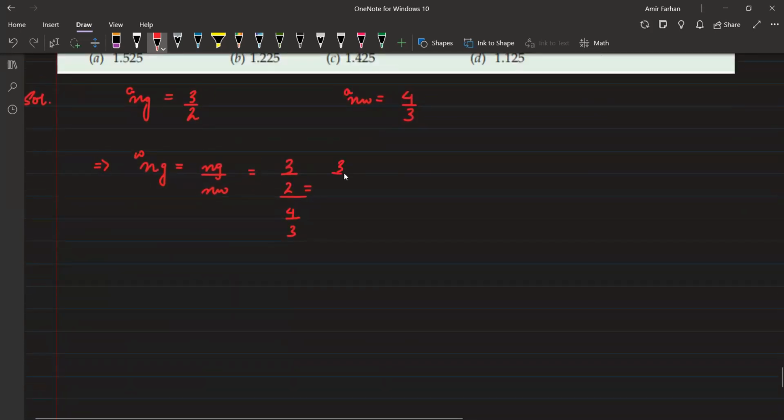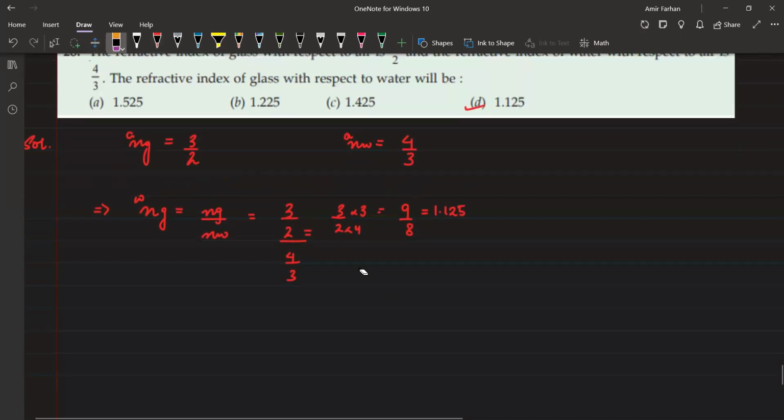So you can see this is 3/2 into 3/4. This is coming out to be 9/8. So 9/8 is coming out to be 1.125. That is the answer. Is this clear to all of you? Please let me know. I still don't understand what should be numerator and denominator. Okay, fine, I'm telling you once again, no worries.